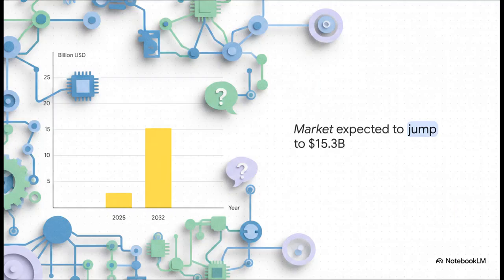And guys, this technology is becoming incredibly huge. The market for these graph databases is expected to jump to a massive $15.3 billion by 2032. That is a ton of money. To put that into perspective, these tech maps are becoming some of the absolute most important tools in the entire world, and companies are basically racing to build the biggest and best ones.